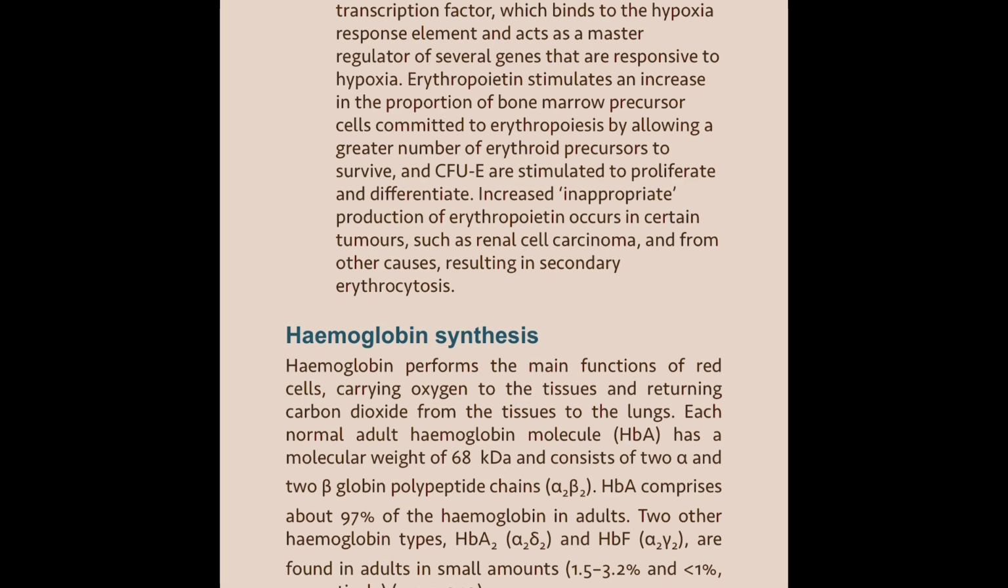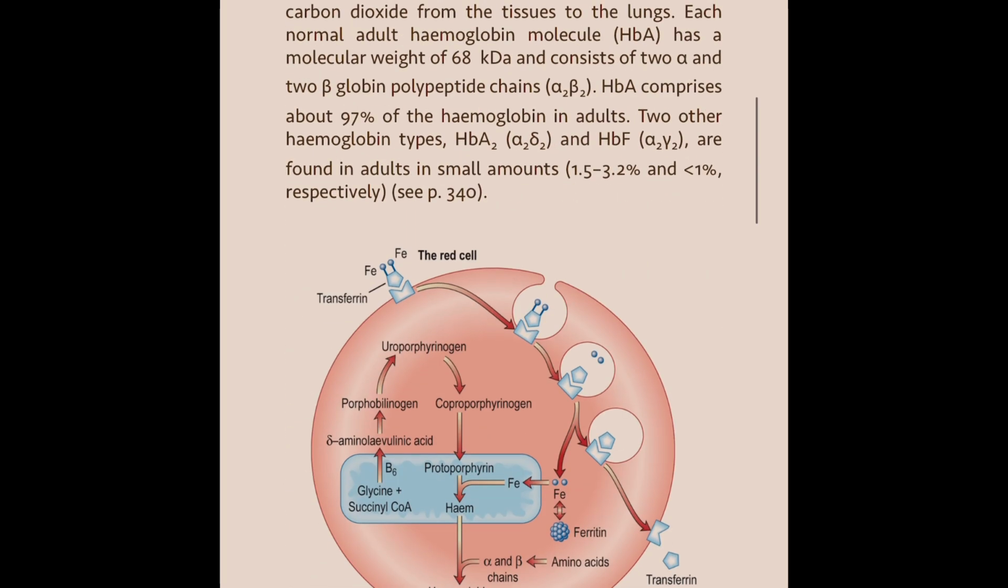Two other hemoglobin types, hemoglobin A2, alpha 2 delta 2, and hemoglobin F, which is the fetal hemoglobin, alpha 2 gamma 2, are found in adults in small amounts, 1.5 to 3.2% and less than 1% respectively. See page 344 for more information.